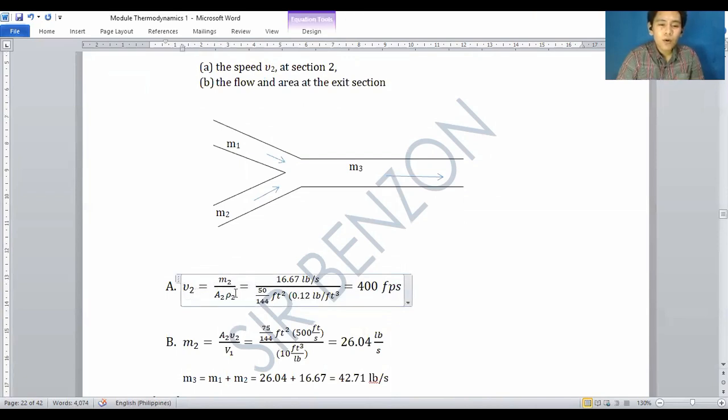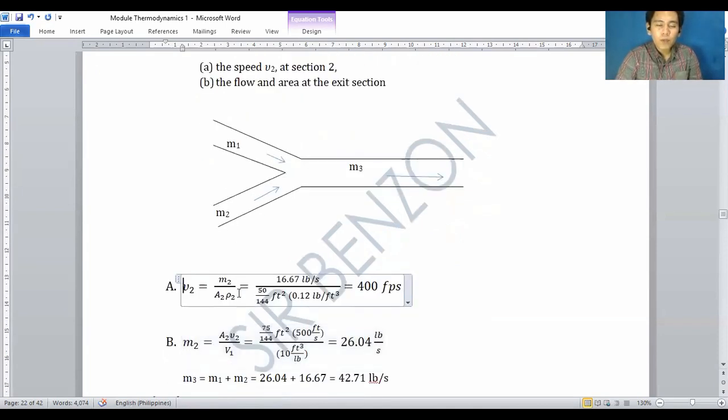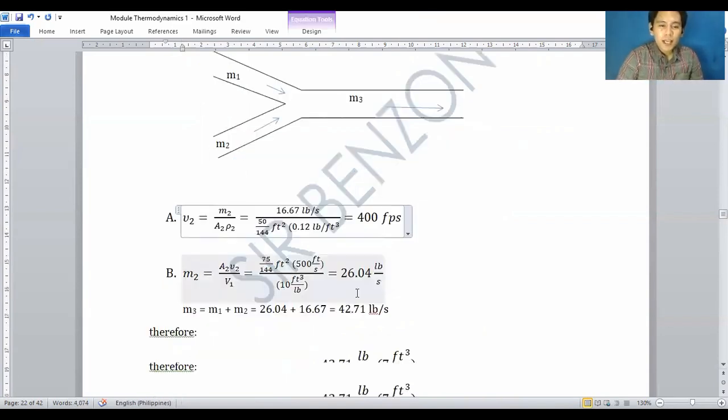The formula for speed is mass 2 over area 2 times density 2. We have mass 2, which is 16.67 pounds per second. The area 2 is given also, 50 inches squared. Then your density 2 is given also, 0.12 pound per cubic feet. So therefore, we can compute its velocity. Now, take note of the unit analysis. We have to cancel out unnecessary units for us to obtain a correct value and a correct unit. So therefore, letter A is 400 feet per second.